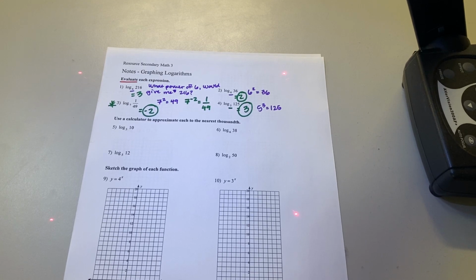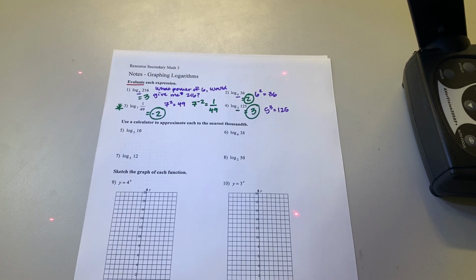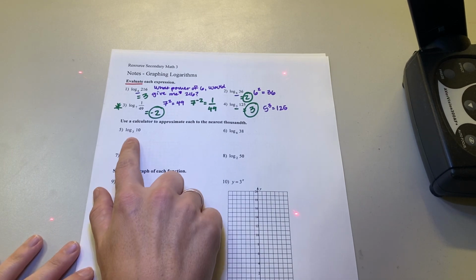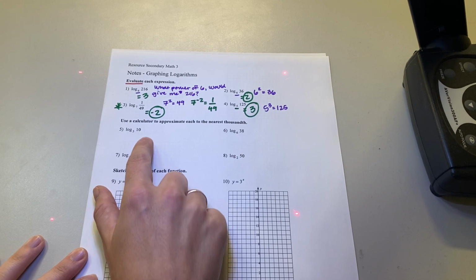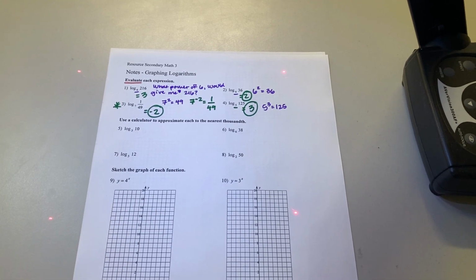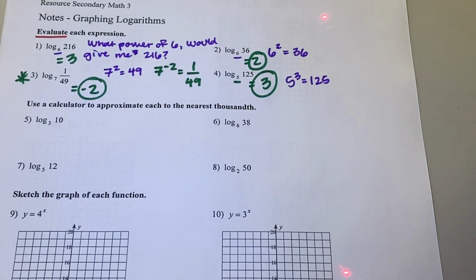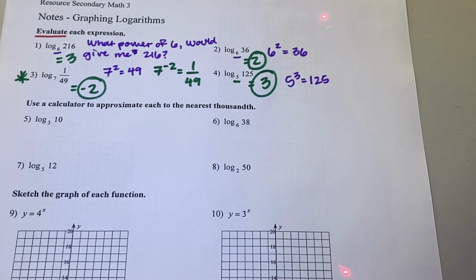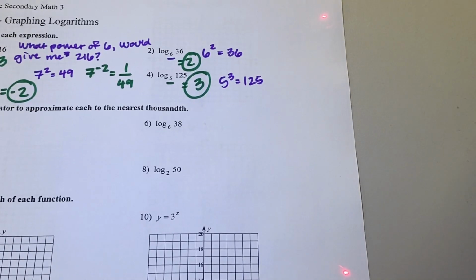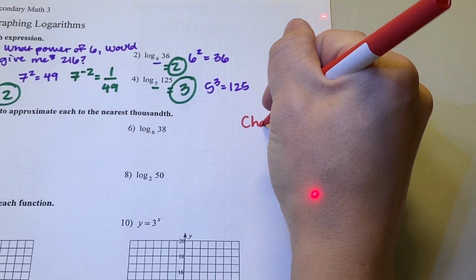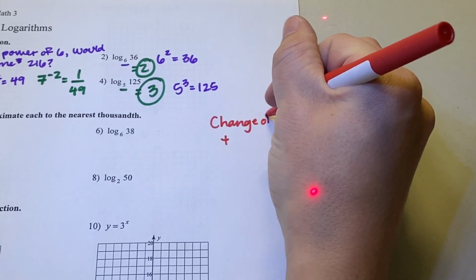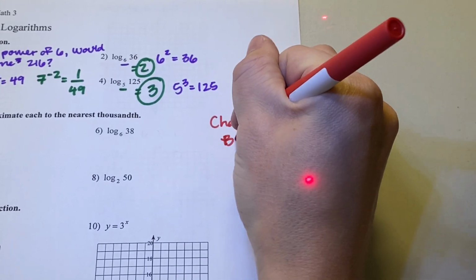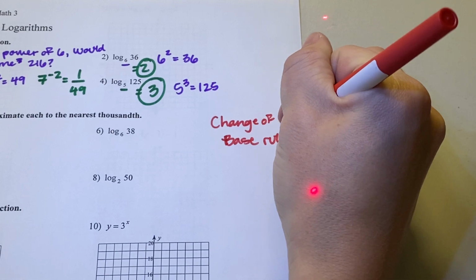Alrighty. Okay, so on numbers 5 through 8, like I was saying, these guys aren't going to be as nice. Maybe there's not a nice power of 3 that will give us 10. In fact, there's not. So we want to figure out a way that'll work for all of these guys, and that is our change of base rule that we learned last time. So let's go ahead and remind ourselves what the change of base rule is.